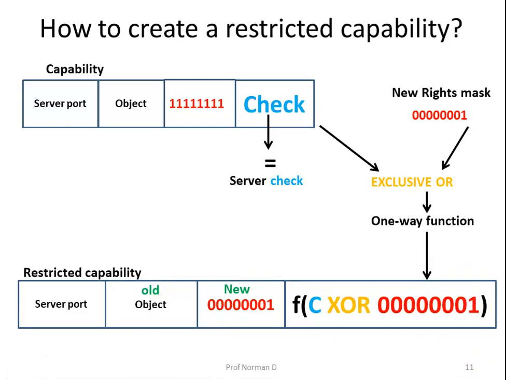The client may send this new capability to another process if it wishes, as capabilities are managed entirely in user space. Now one thing to observe here is that in this example, the owner has turned off all the rights except for one. For example, the restricted capability might allow the object to be read but nothing else to be done.